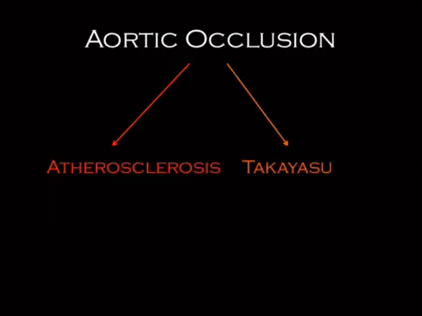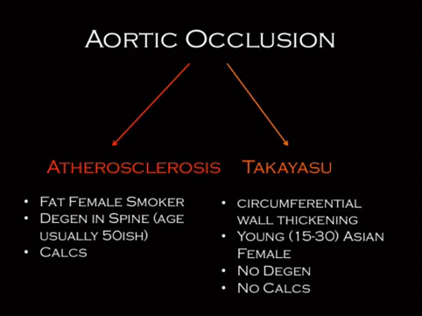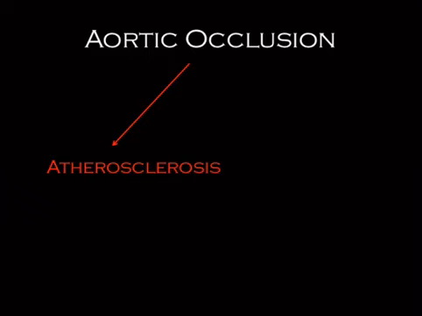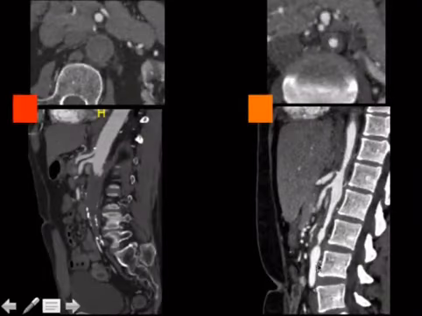So these are your main options when you're dealing with aortic occlusion. You've got a fat female smoker, degenerative change in the spine, calcifications. That's how you're going to get your hints. Versus a young Asian female who's got no degenerative change. And this tends to be smoother, look how smooth this is. That just looks like a vasculitis, right? It's got that real smooth circumferential involvement of the whole vessel all the way up here. There's nothing else that looks like that.